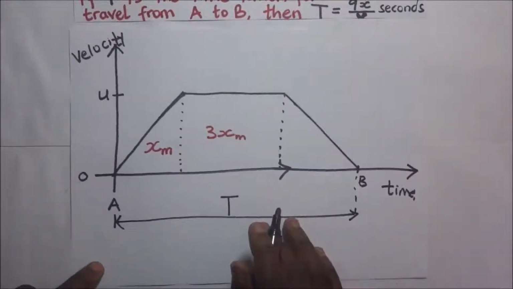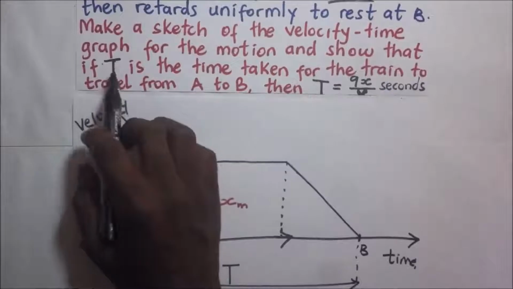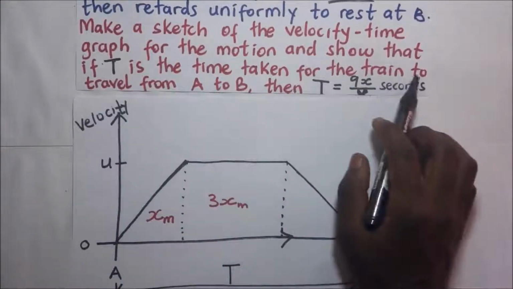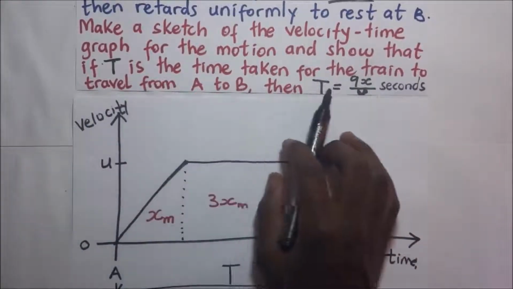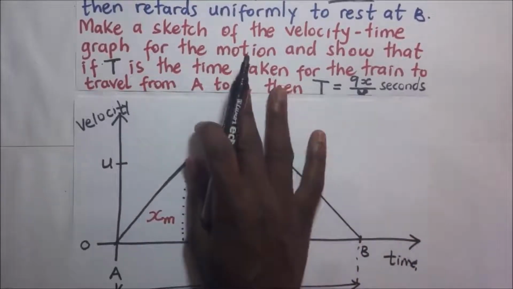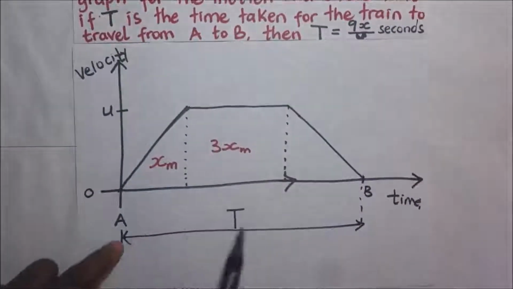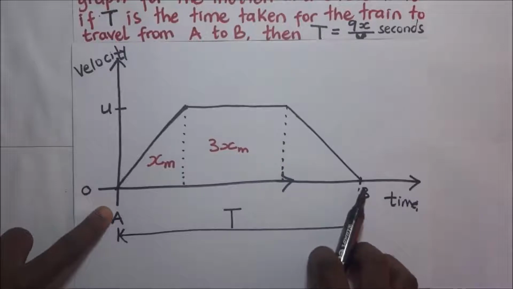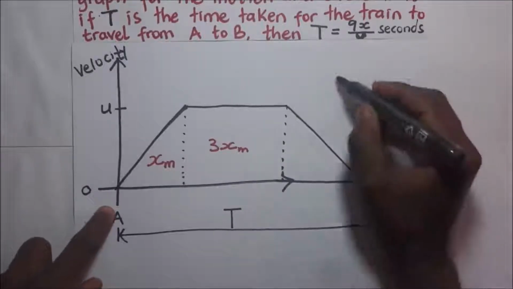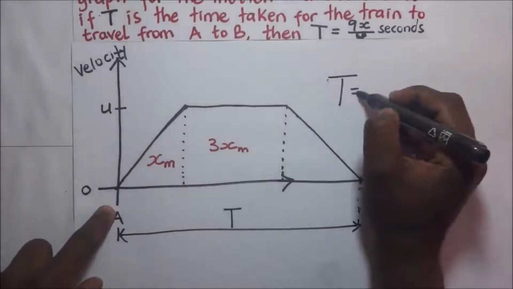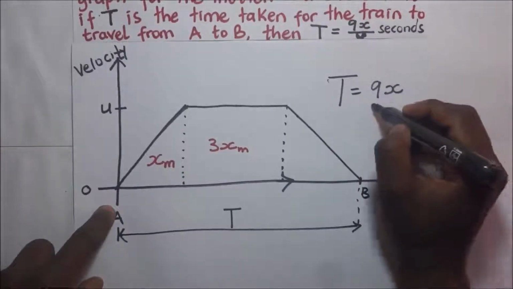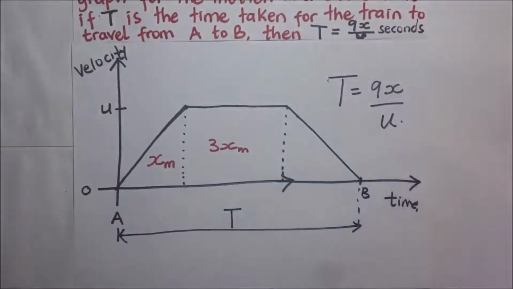According to the question, if capital T is the time taken for the train to travel from A to B, then capital T is equal to 9x over u. So if capital T is from this point to that point, then we are supposed to show that capital T is equal to 9x over u. We are going to use the information we have to show this. So let's start answering the question.